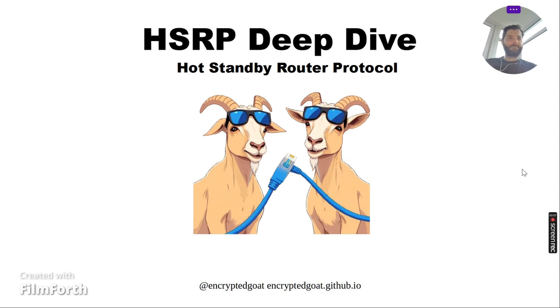We're going to be covering HSRP, doing a little bit of a deep dive on it. HSRP stands for Hot Standby Router Protocol, and it's used in a lot of networks for redundancy, mainly to edge devices, so things like your routers and switches. I'm just going to run this through with you.